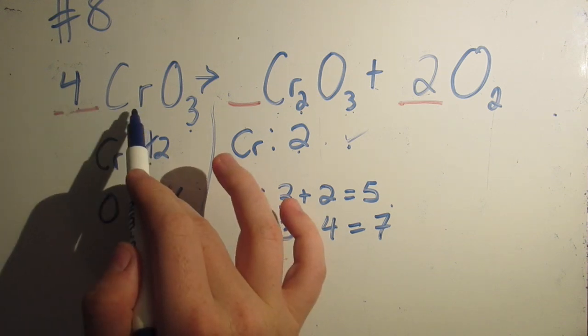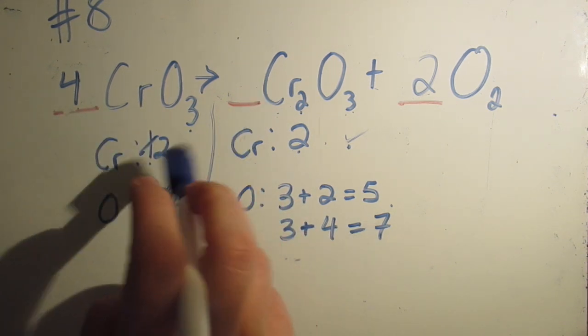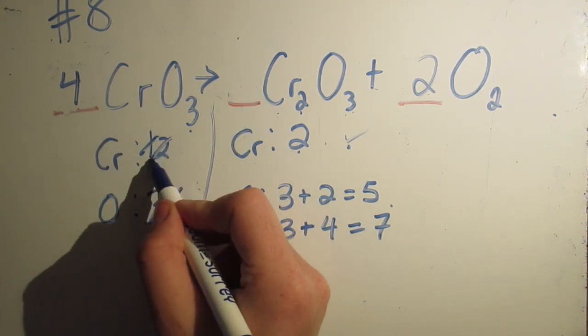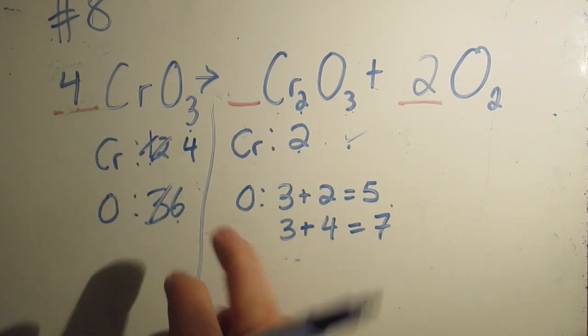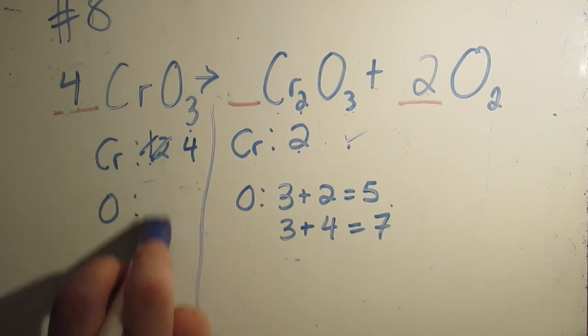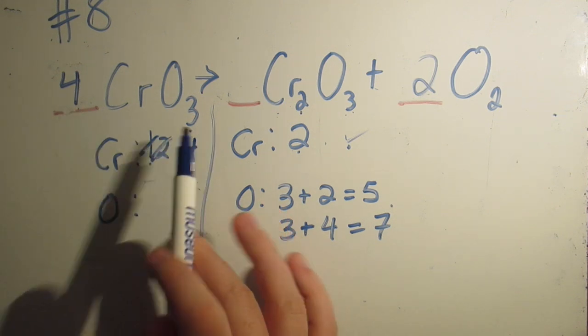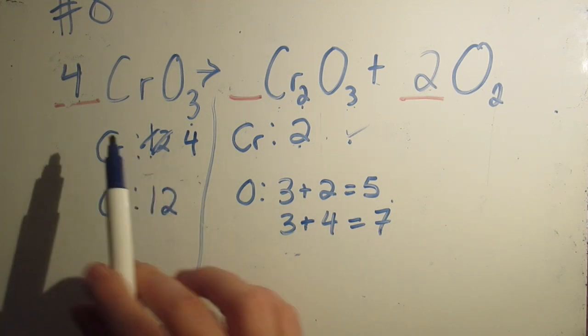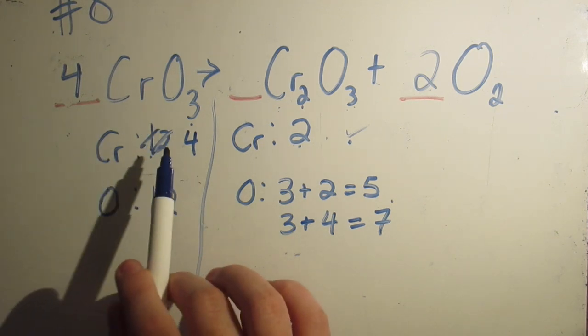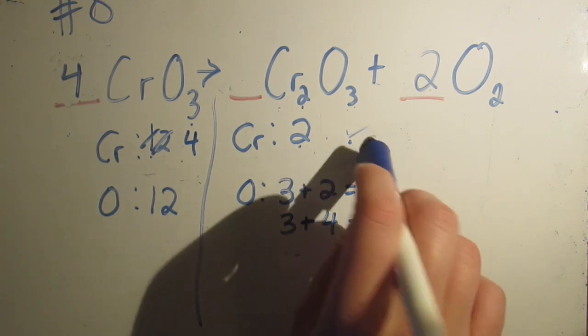So 4 times chromium. So again, this is why erasers are good. I could just cross that out because I have a little bit more space. So that's 4. I'm going to erase this because I ran out of room for myself. So 4 times 3 gives us 12. So that's what that 4 does over there. So I now have 4 chromiums. I know I want to get rid of that check mark.